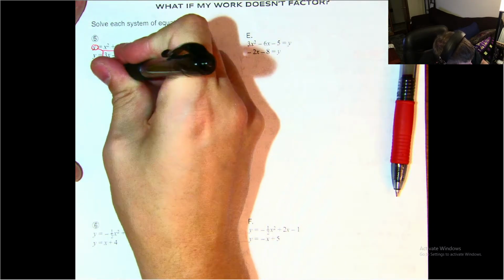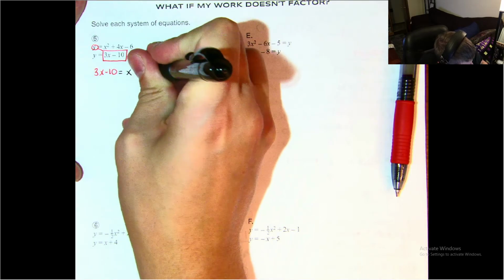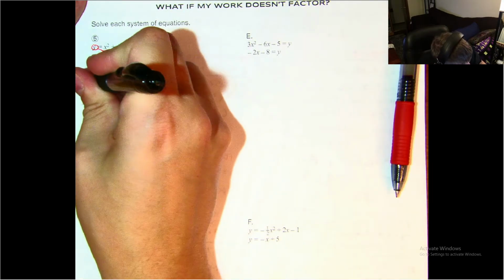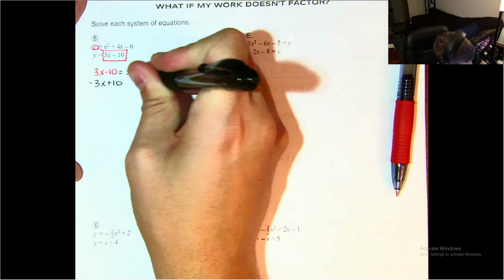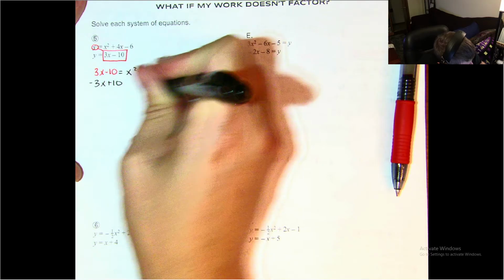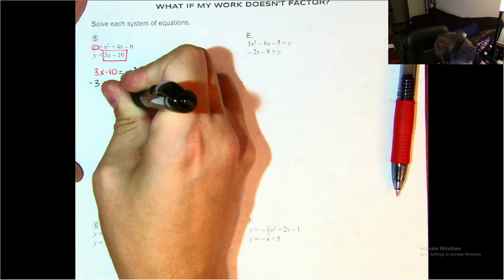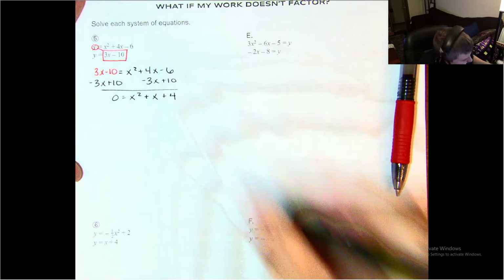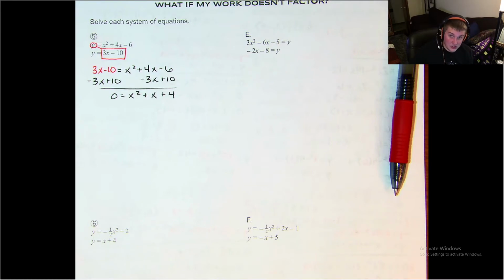So here, now I know that 3x minus 10 is going to equal x squared plus 4x minus 6. Then I'm going to have to subtract 3x and add 10. So now I'm going to get 0 is equal to x squared plus x plus 4. So here we're looking at this problem. This is the issue that is going to happen on occasion for you. Okay, so I get x squared plus x plus 4 is equal to 0.